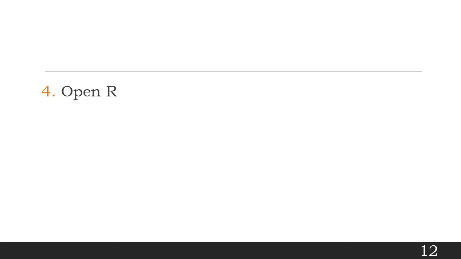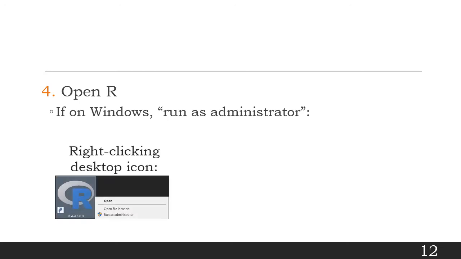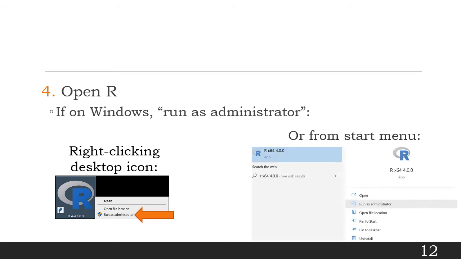The next step is to simply open R. On Mac and Linux, this should be very simple, but on Windows, there's an extra complication. You need to run R as administrator. To do that, one way is to right-click the desktop icon, and on the bottom you see Run as Administrator. You can also access R from the Start menu, and you will see the choice right there, Run as Administrator.